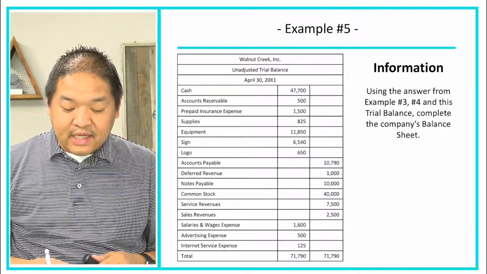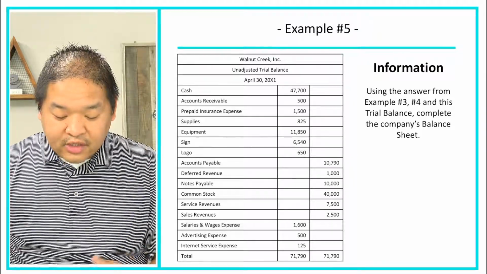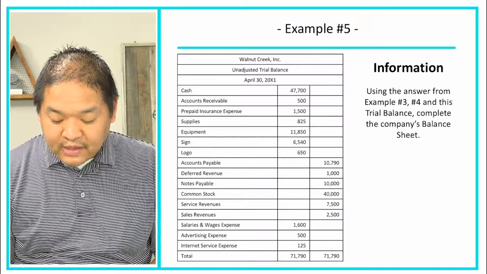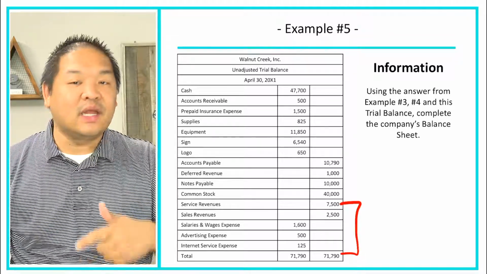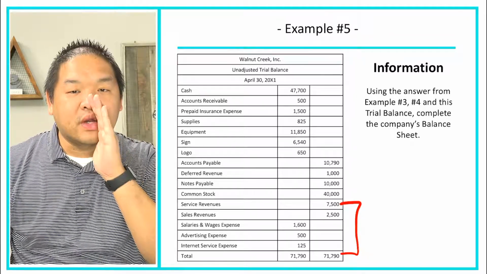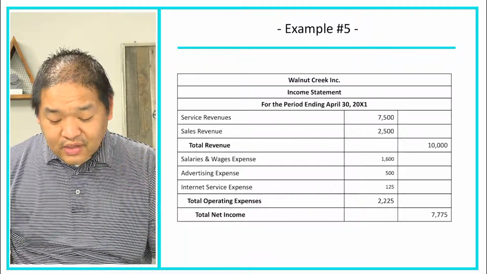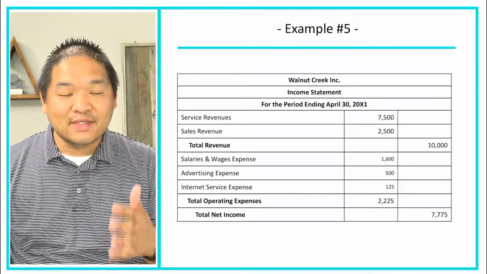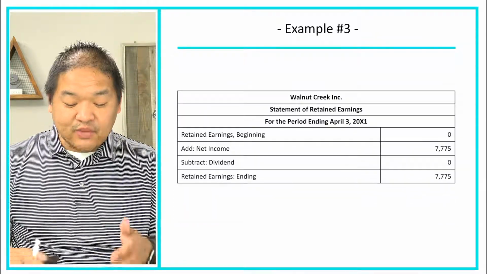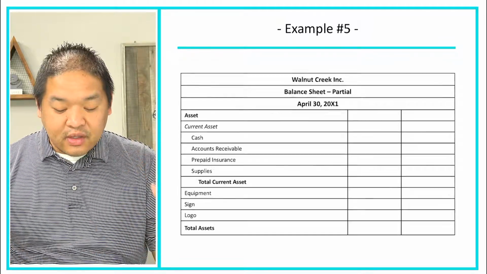All right, so let's take a look here. We've got this information that we already know, right? We've got our unadjusted trial balance. It looks like we've got some revenues and expenses here, so we're going to have to do the income statement and the statement of retained earnings, which we already did, before we do the balance sheet. We also know that the income statement looks like this once we did it two lessons ago. In the last lesson, we looked at the statement of retained earnings. We completed that. So now it's time to do the balance sheet.